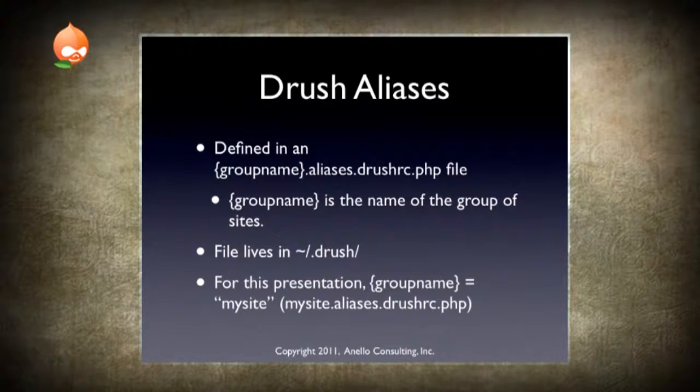All right, so let's start getting into a little bit of code. There's just going to be a little bit of code for this session. So like I said, we're going to define our aliases in this file. So anybody can create this file. Open up Notepad, open up Text Wrangler, whatever you use for your text editor, and create an empty file. And call it your group name, mysite.aliases.drushrc.php. Step 1, very easy, right? Put it in your .drush directory.